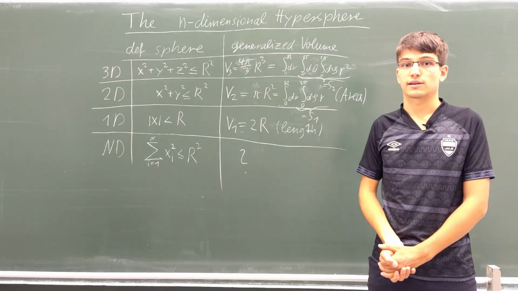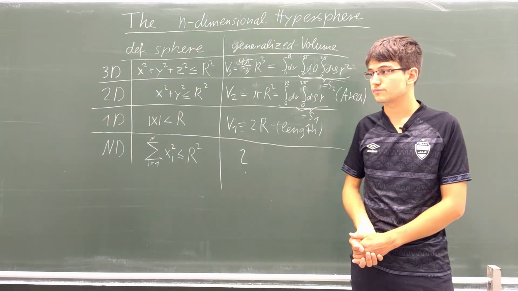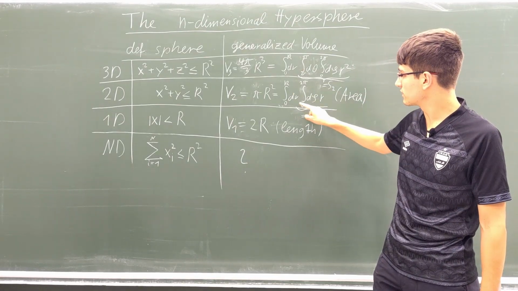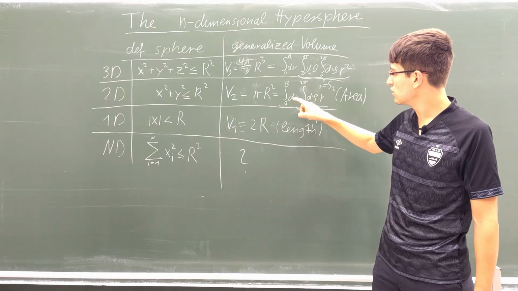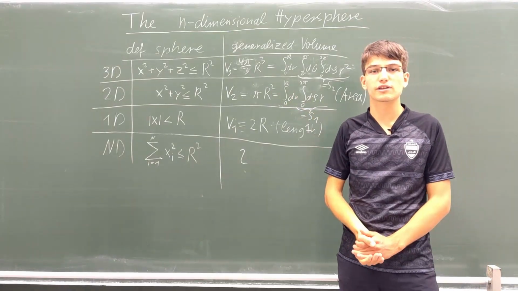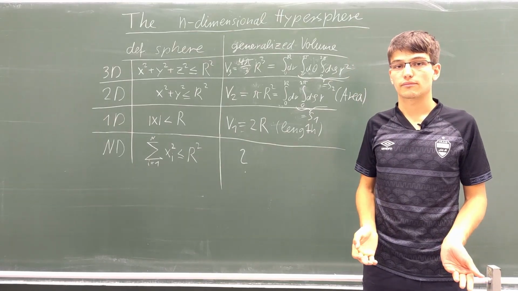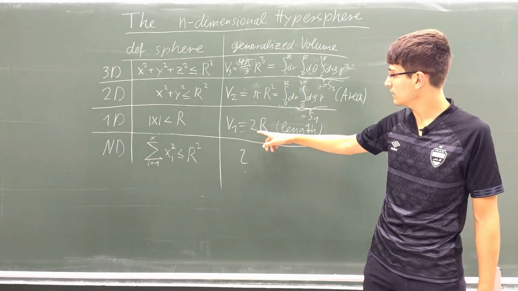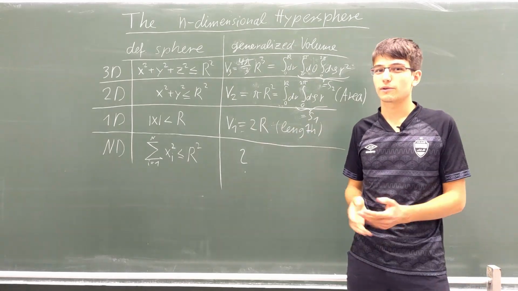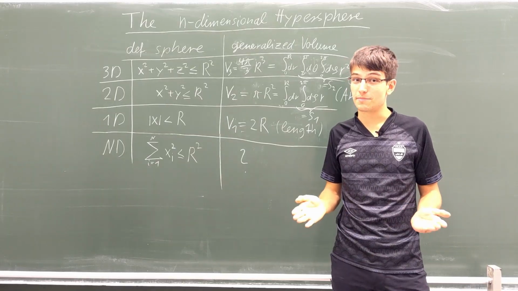In 2 dimensions, the generalized volume is just the area, and like in 3 dimensions, we do the same. We do an integral from 0 to r over the 1-dimensional surface, which is just the circumference of the circle. In 1 dimension, it's trivial. It's just a line with the length 2r. Now we want to know what's the volume and the surface in n dimensions.